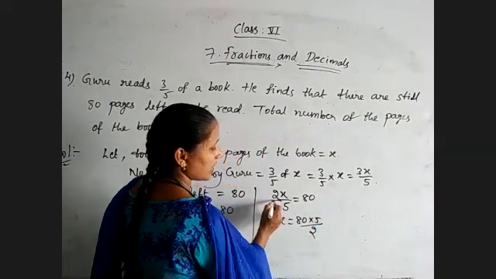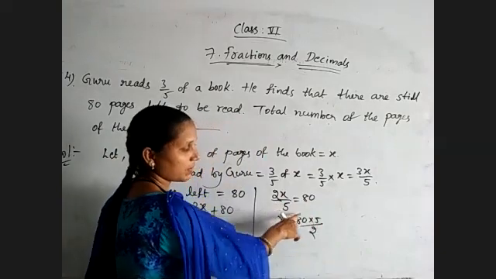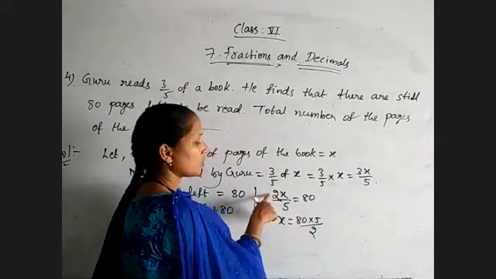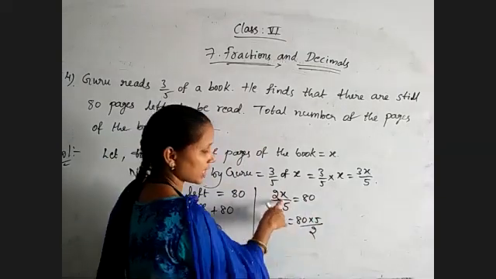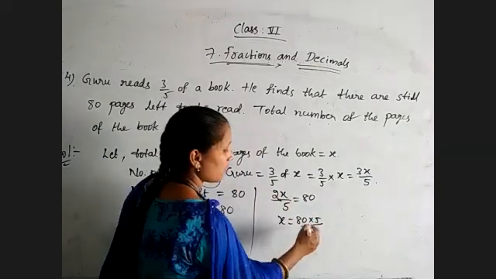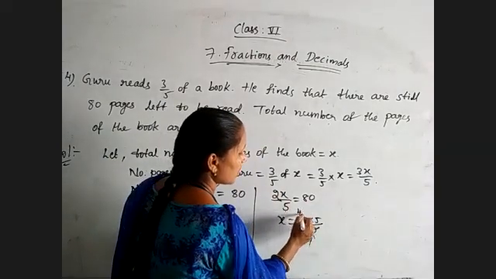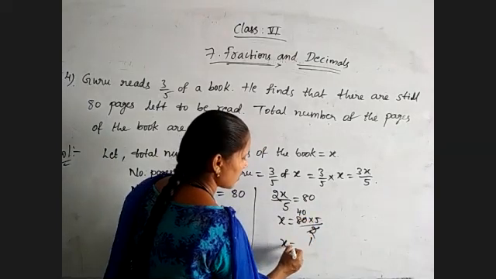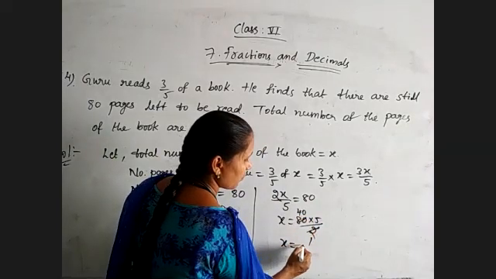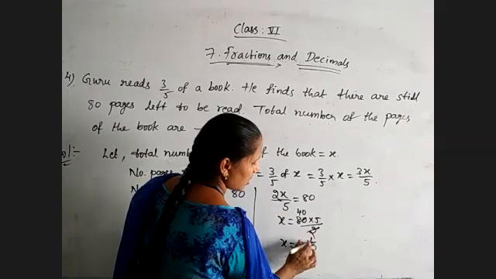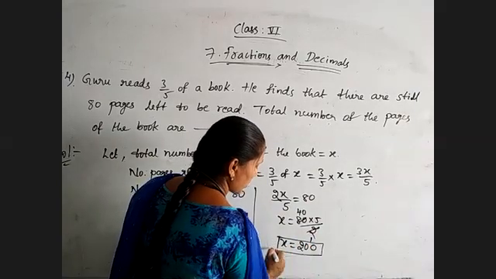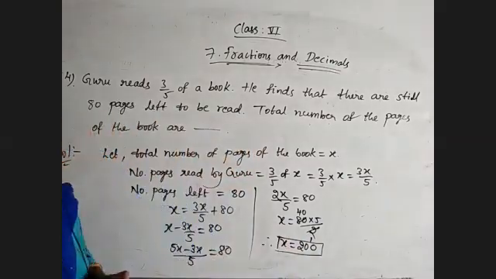So we get the reciprocal of 2 by 5. Why? Because 5 is in division; by bringing this as multiplication, and 2 is in multiplication with x, it will become division. What will we get? 2 ones are 2, 2 40s are 80. So x is equal to 40 into 5. 4 5s are 20, so 200 pages. So the total number of pages of the book is 200.